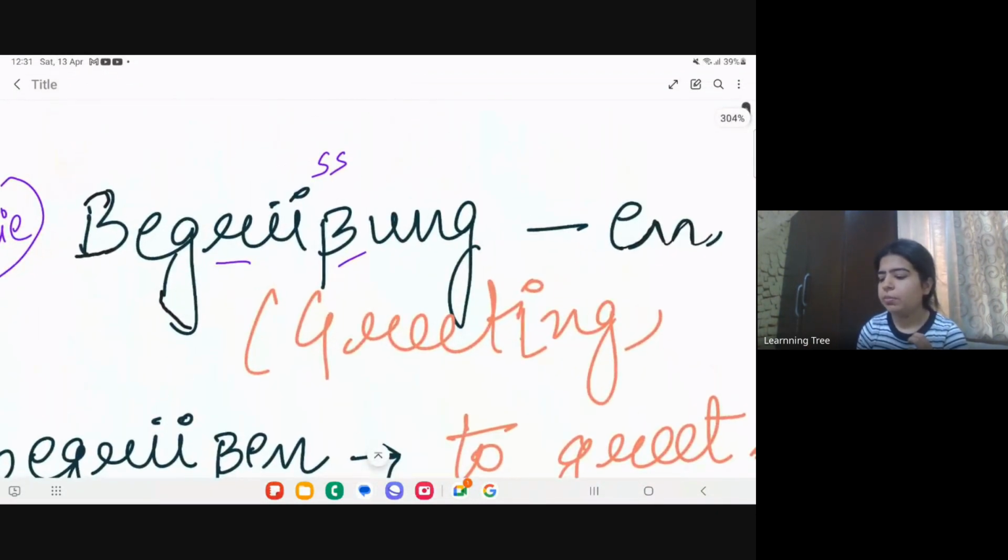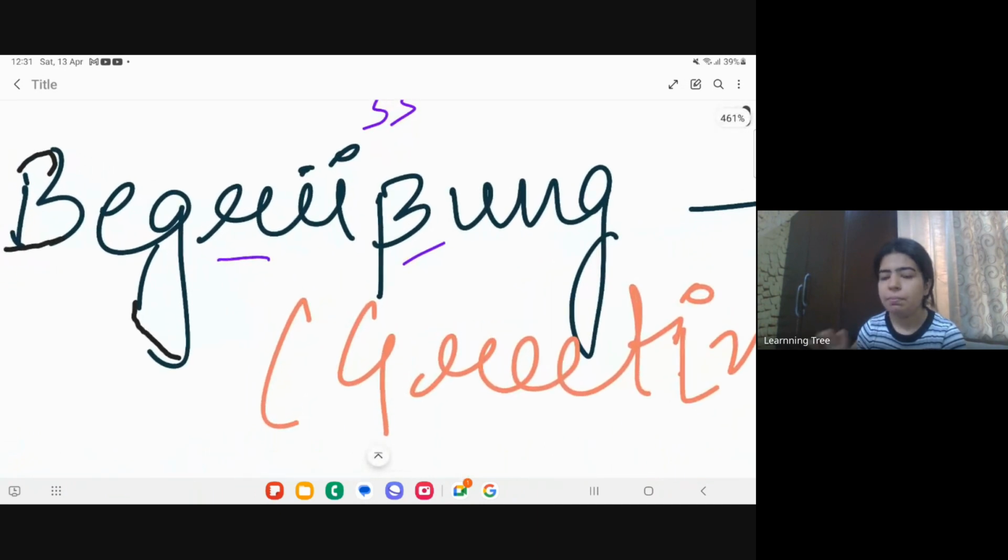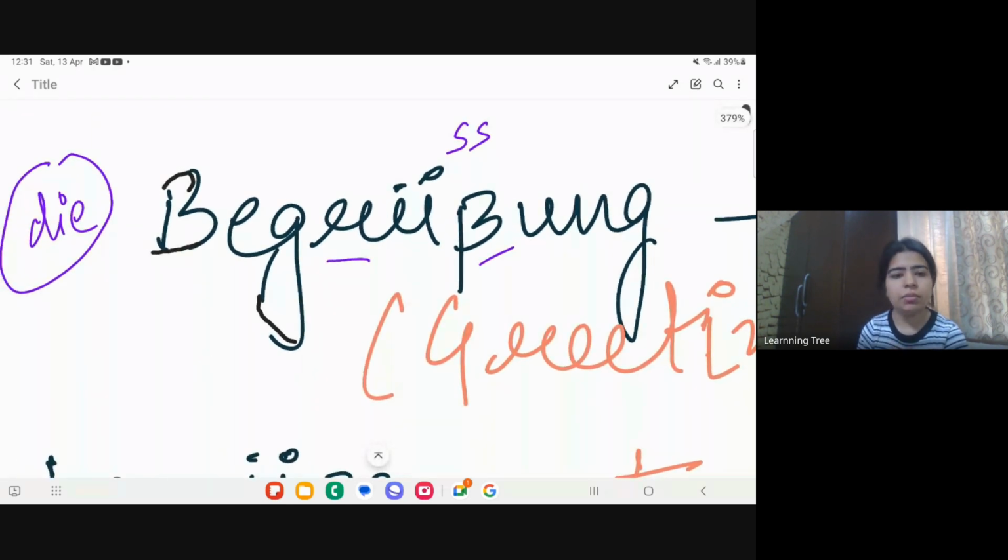Okay, coming to the greetings then. So greeting in German is called die Begrüßung. So if you see here, this beta sign is pronounced as double S. Begrüßung. And it is having article die. That means it is with gender.